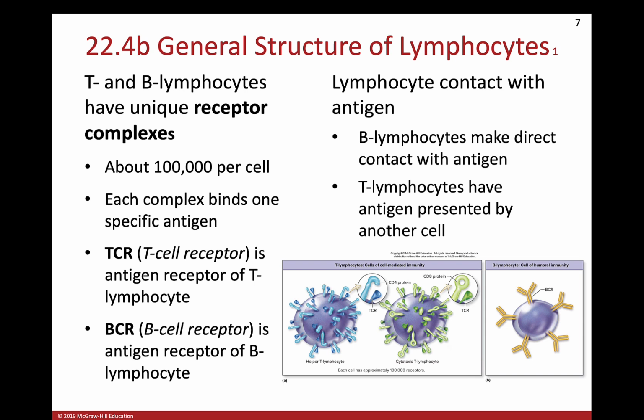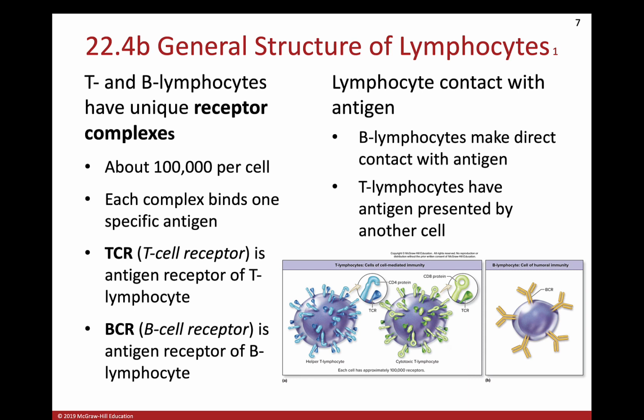Now, here we're going to be looking at the general structure of lymphocytes. So remember, we're going to differentiate between B cells and T cells. And one thing to remember is both of these lymphocytes have unique receptor complexes, about 100,000 per cell, and each complex binds one specific antigen.